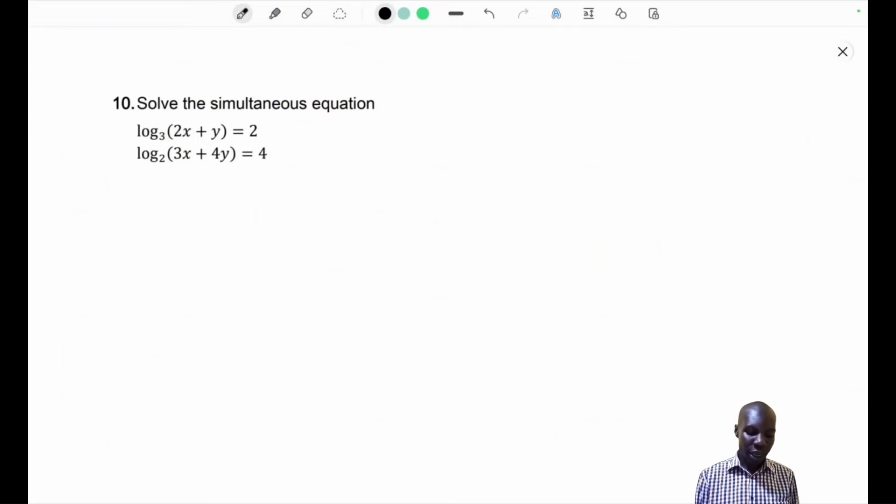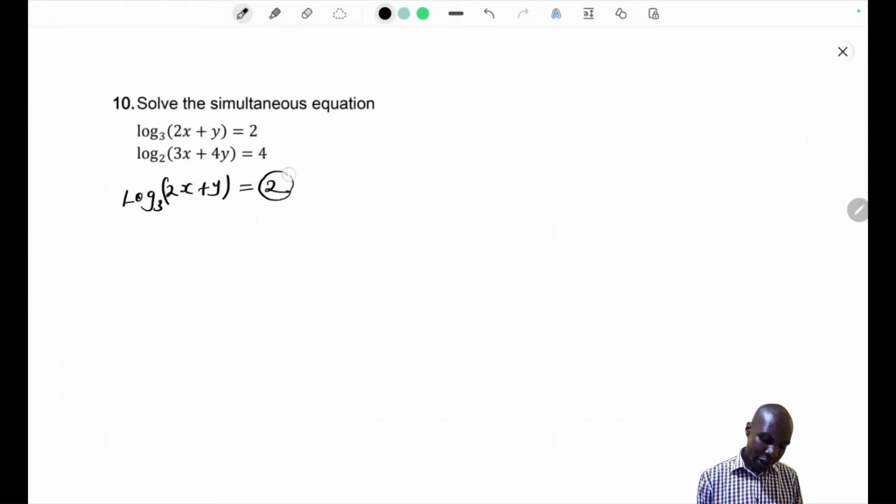Number 10. Solve the simultaneous equations. We are given log of 2x plus y to base 3 is equal to 2, and log of 3x plus 4y to base 2 is equal to 4. So if we are given log of 2x plus y to base 3 is equal to 2, then we can convert this 2 here into log form so that we have log of a number to base 3 that is going to give us 2. You can say log of y to base 3, that is supposed to give us 2.